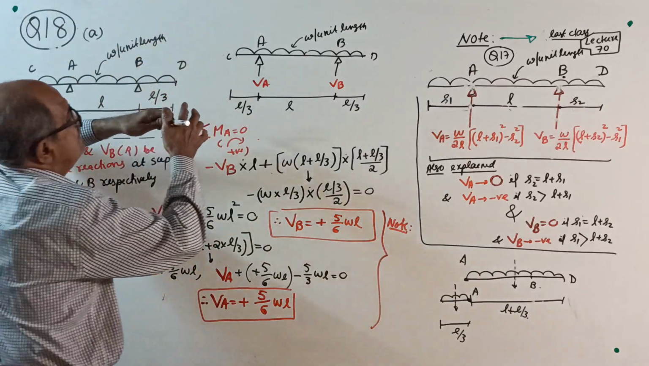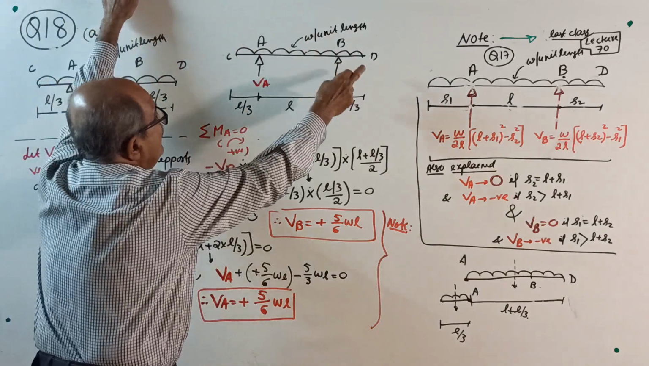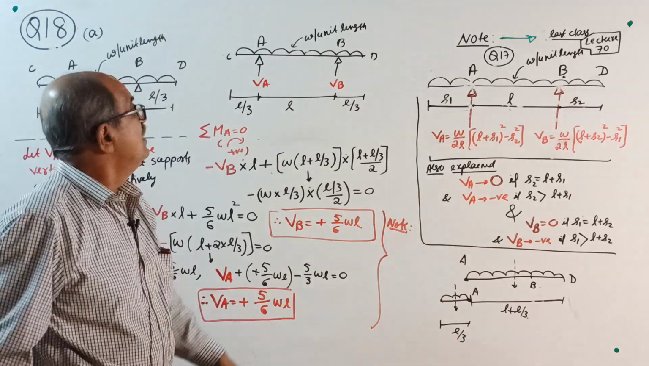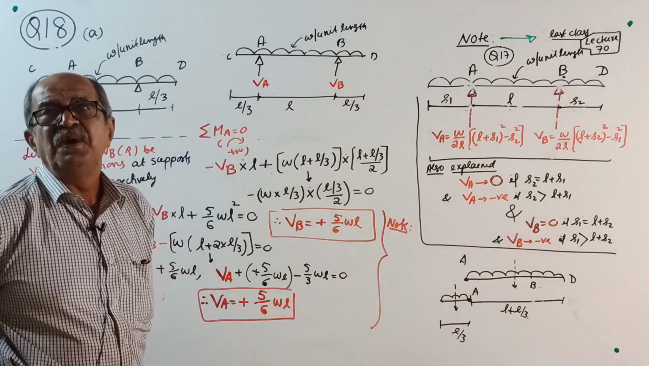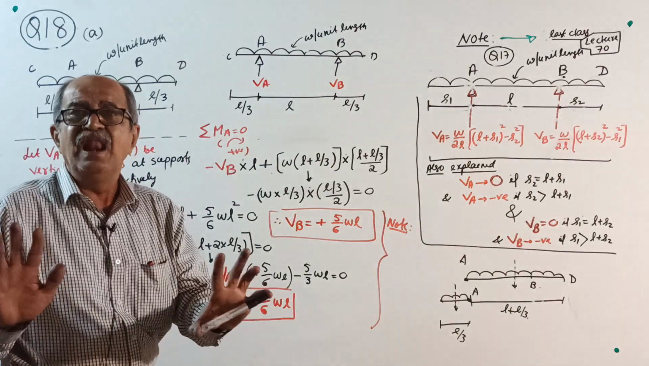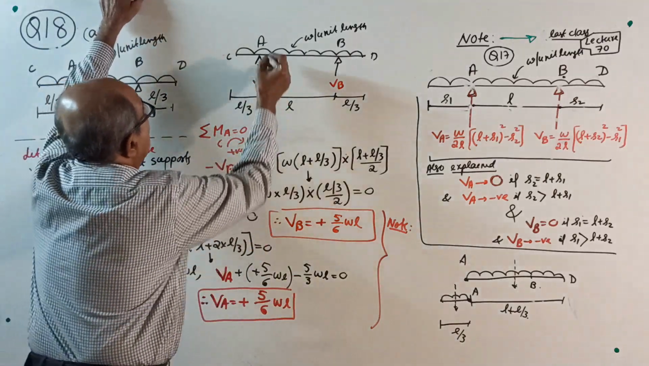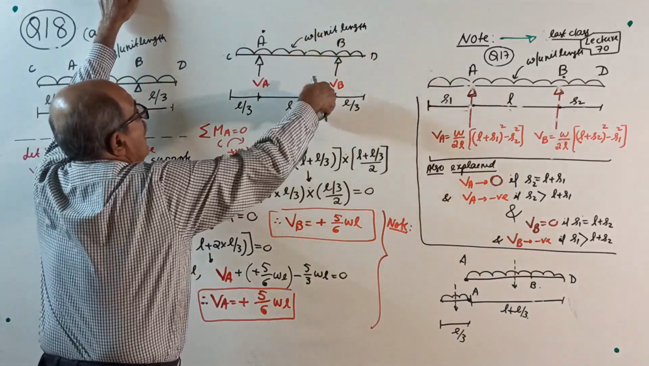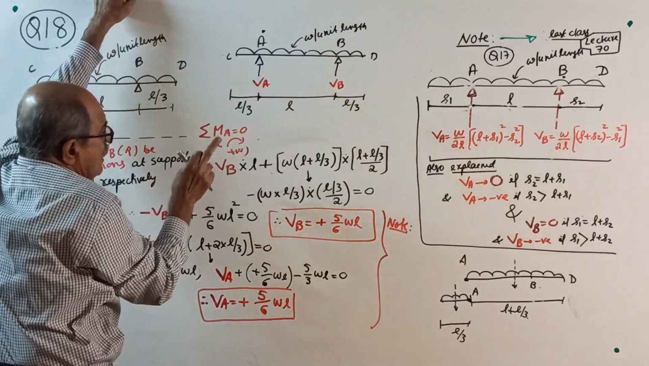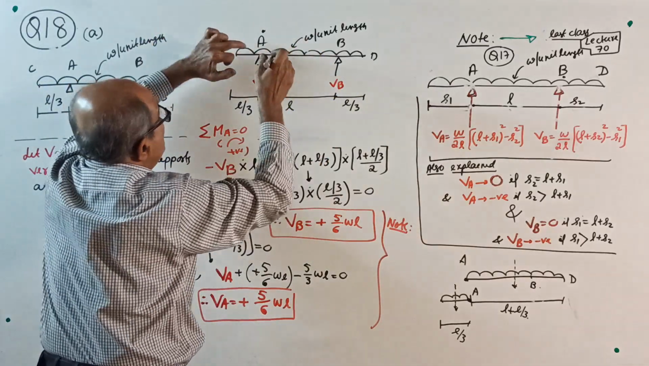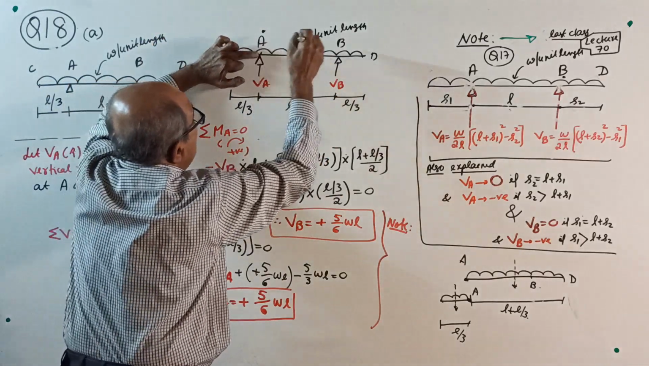See, first make a note, this is a perfectly symmetrical case. Therefore, you need not waste time by taking moments. But still, to understand the purpose, I will apply sigma M about A equal to 0. See now, minus VB into L. Every question, same thing, anti-clockwise. Plus, I told you, the UDL from A to D.